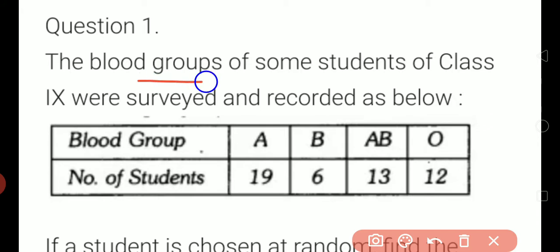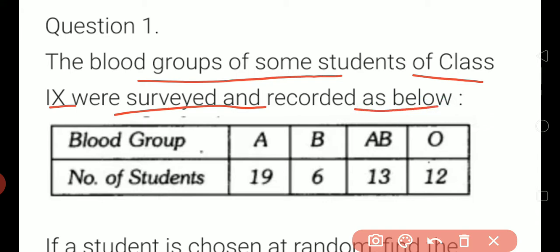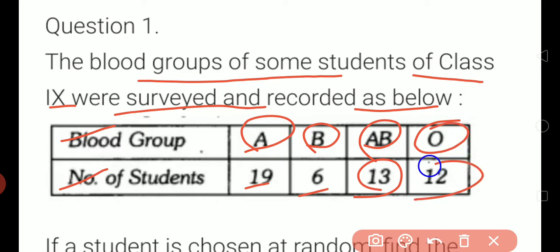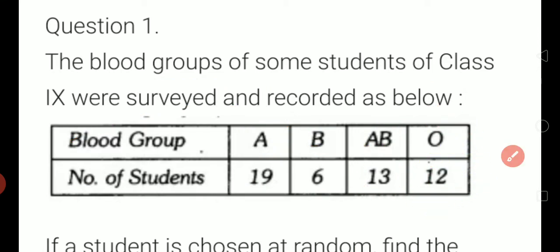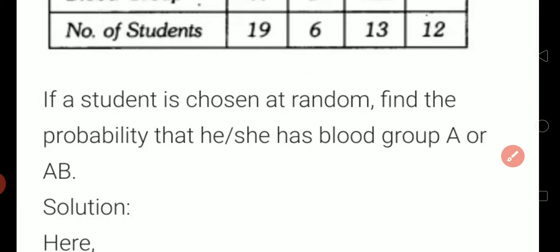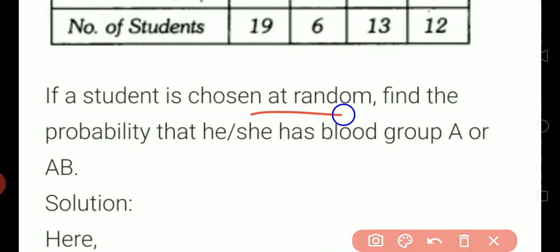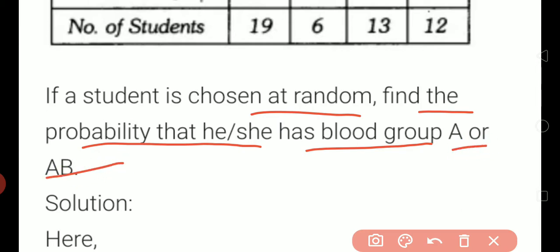The blood groups of some students of class 9 were surveyed and recorded as follows. Blood group and the number of students: A has 19 students, B has 6 students, AB has 13 students, and O has 12 students. On the basis of this information, if a student is chosen at random, find the probability that he or she has blood group A or AB.